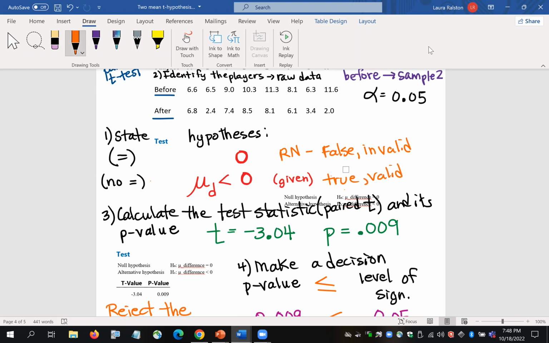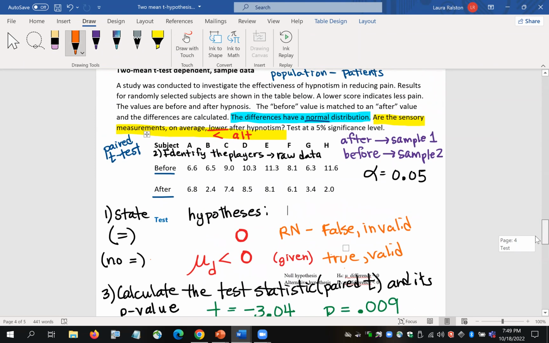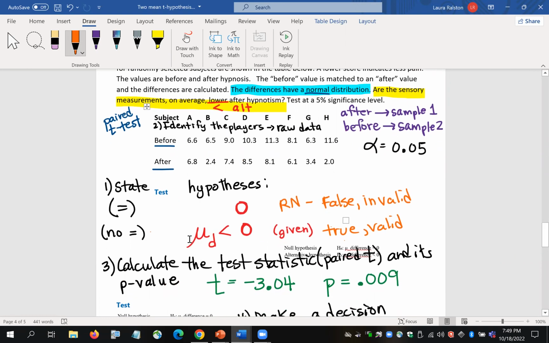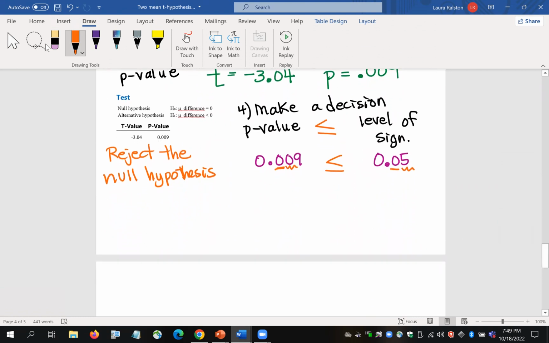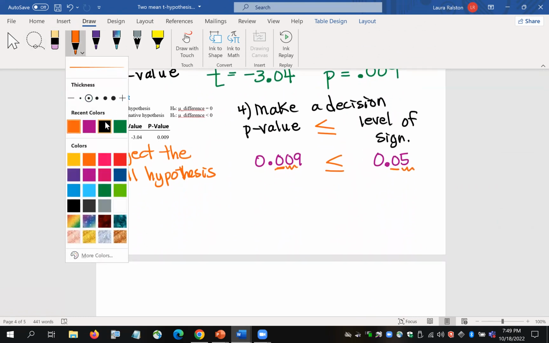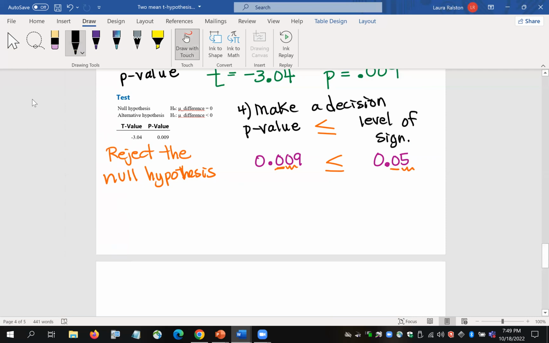The question originally was, are the sensory measurements on average lower after hypnotism? So we have shown that the mean difference is less than 0, which means it is lower, or in other words, hypnotism does seem to help with a person's pain level, based on this information. So we write a conclusion.